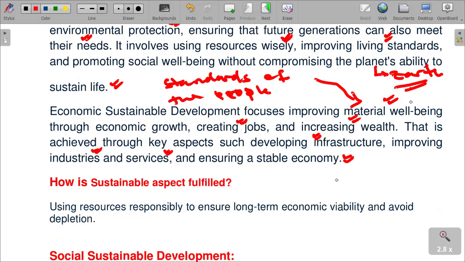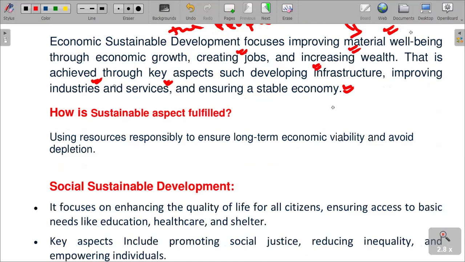So how is the sustainable aspect fulfilled? This is a question which I'm saying is achieved or fulfilled by using resources responsibly, responsible use of resources, using resources responsibly to ensure long-term economic viability and avoid depletion.